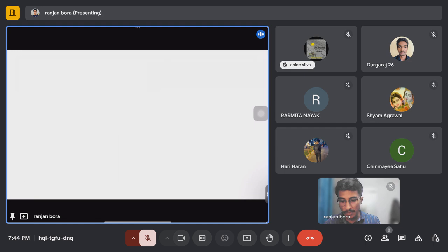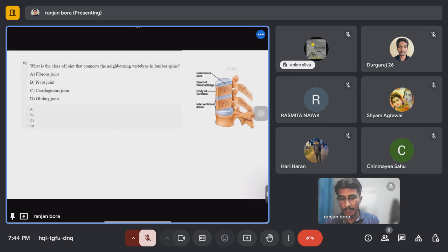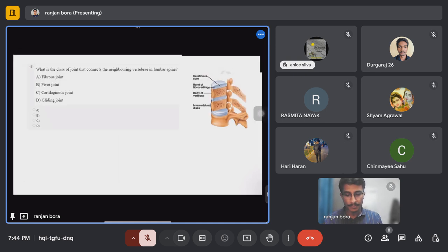And what is the class of joint that connects the neighboring vertebrae in the lumbar spine? You can refer to this figure to answer this question.